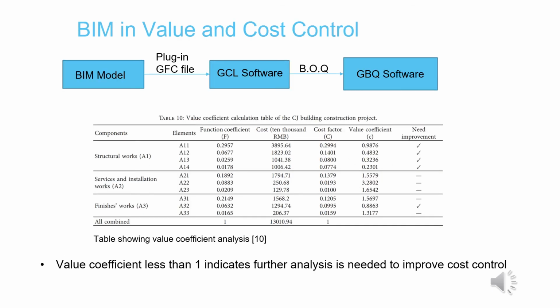Cost control was done by exporting a GFC file from the BIM model in Revit to GCL software. A BOQ was then generated and imported to the GBQ software to generate the total cost. The value coefficient of this is then analyzed and calculated. A value coefficient of less than 1 indicates that further analysis is needed to improve cost control.